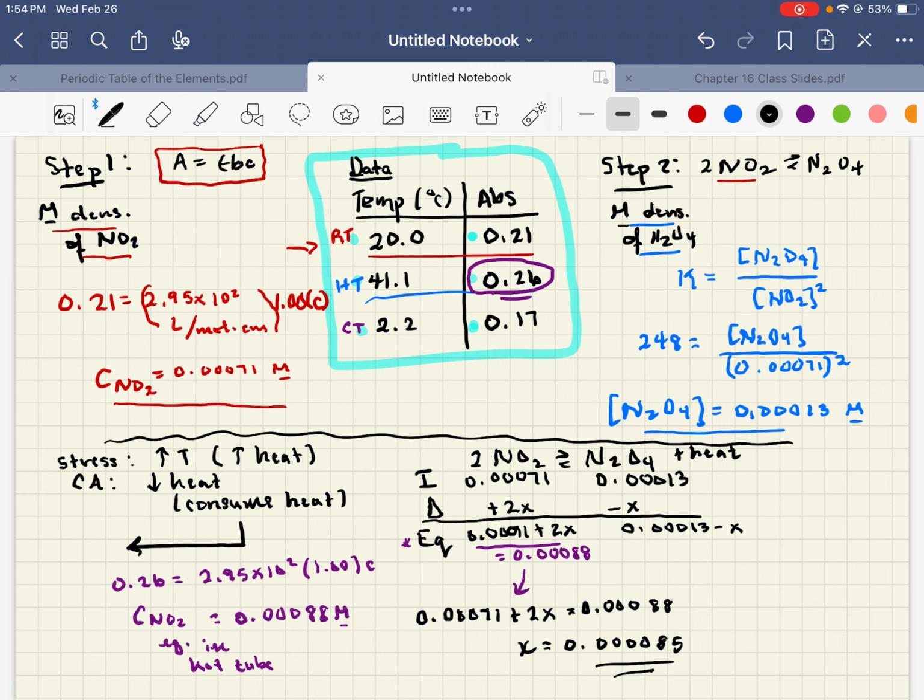And I can plug this value in now. I'm going to go to highlighting it again. Now that I have x, I can plug it into here and find out what my N2O4 is equal to. So I'm going to plug that in here and find my N2O4, and I found it to be 0.000045. And lo and behold, now that I have equilibrium concentrations of both NO2 and N2O4, I can now go back to my K variable, which we had earlier.